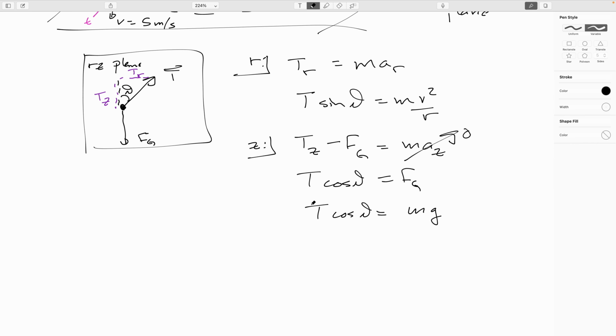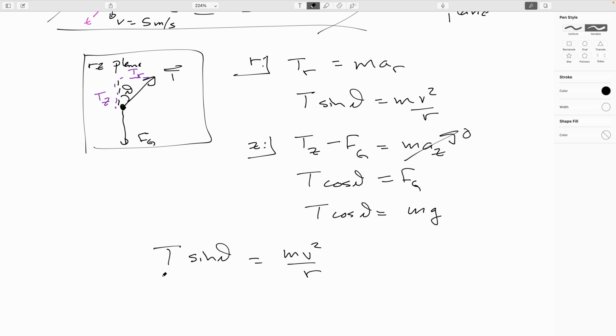So there are many ways that we can eliminate the T's between these equations. Certainly you could solve one of these for T and stick it into the other. But let me just show you another trick. This is called dividing equations, which you may or may not have seen before. So I can take something that's true, like my r equation, mv squared over r.